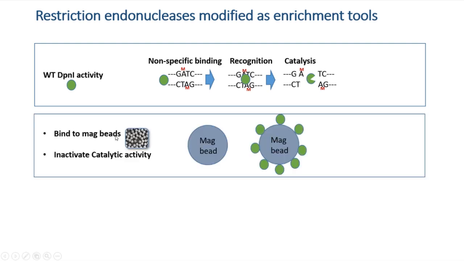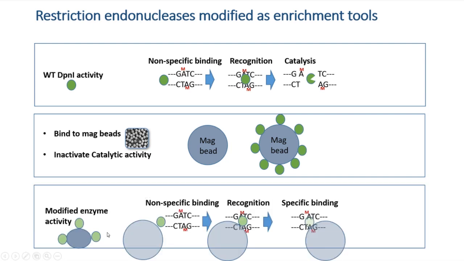So what we've done, as I mentioned, is adhere them to magnetic beads. And we can inactivate the catalytic activity either through mutations, or modifications of buffer to remove cofactors or poison cofactors. So these features now allow us to have a magnetic bead with multiple endonucleases attached that has high discriminatory capabilities. And the cartoon suggests what's going to happen.